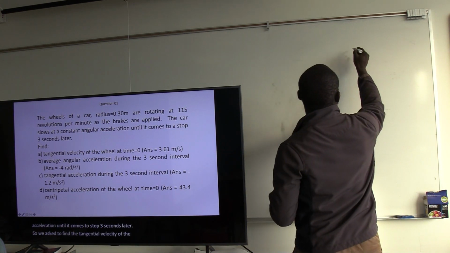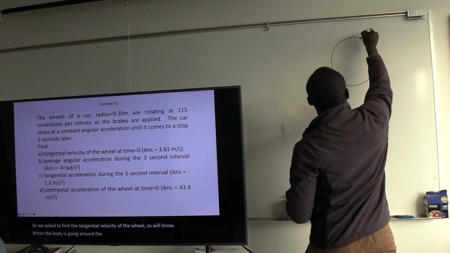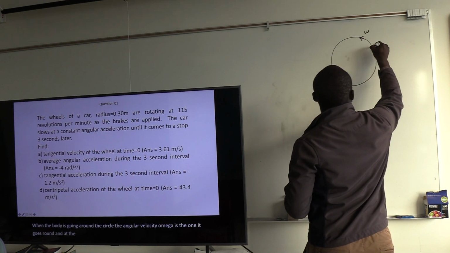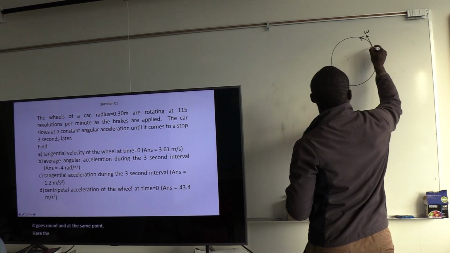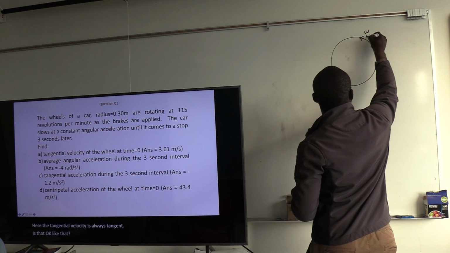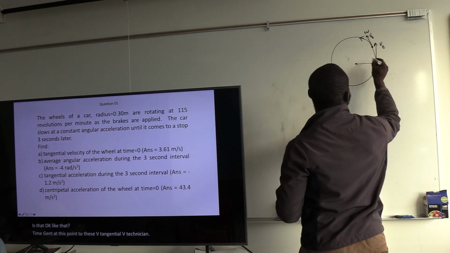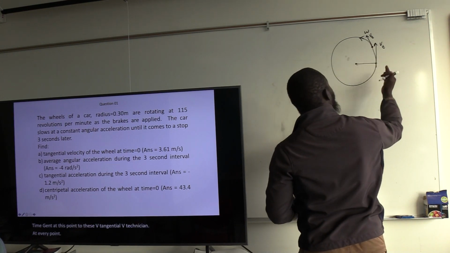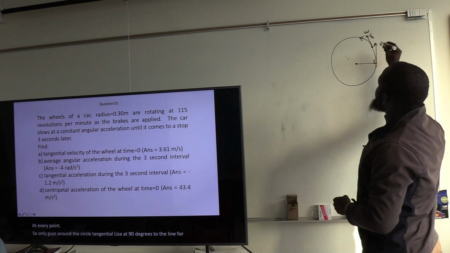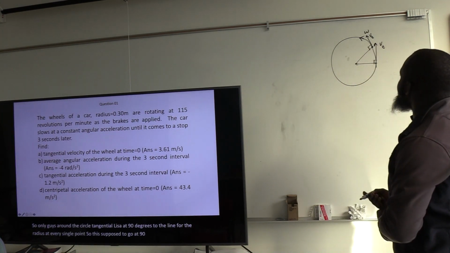When a body is going around a circle, the angular velocity omega is the one it goes around with. Then at the same point here, the tangential velocity is always tangent. So this is V tangential at every point. Omega is around the circle, and tangential is at 90 degrees to the line for the radius at every single point. So that's how you know tangential velocity.